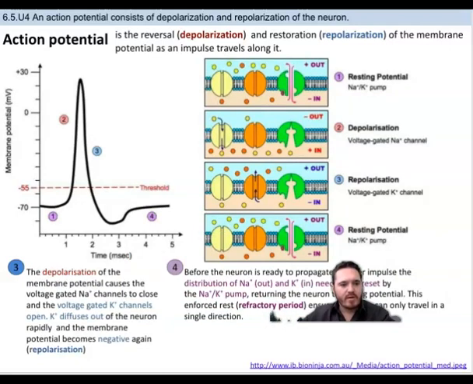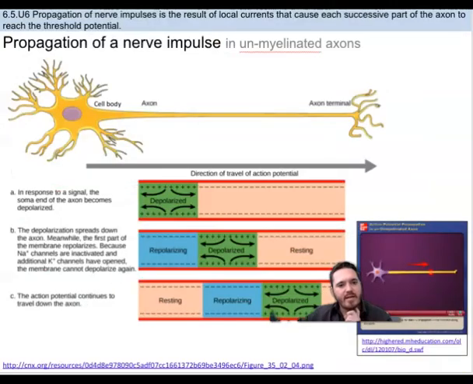So if we look at this slide, this shows that propagation and the direction of the action potential. It is moving from the dendrites to the axon terminal, and as it's moving along, subsequent sections of the axon become depolarized, while the previous part of the axon, where the signal once was, is now repolarized, and then eventually goes back to resting.